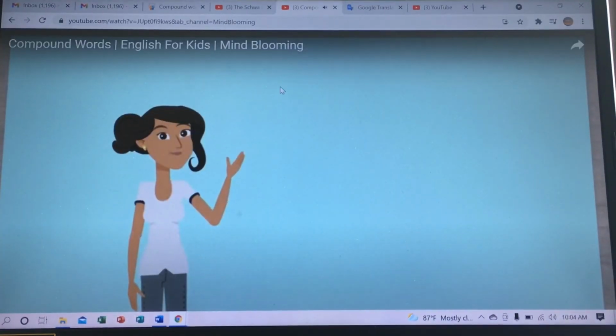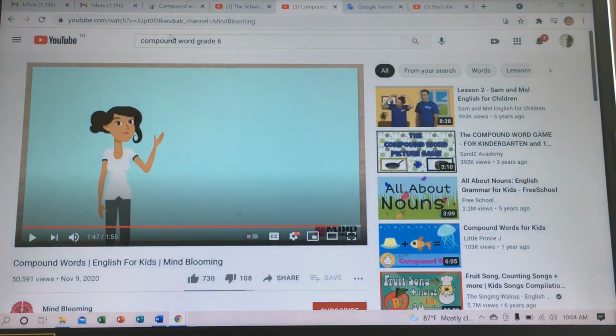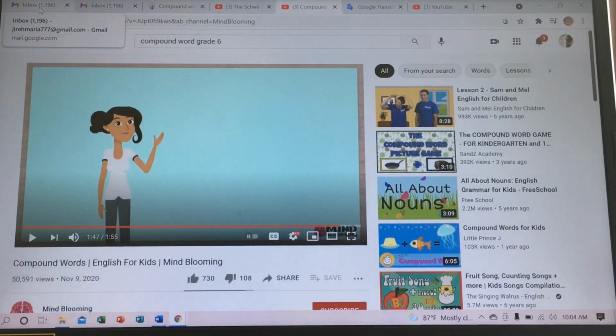Okay, so got it, class? Understand what it means when you say compound words? Yes. Okay.